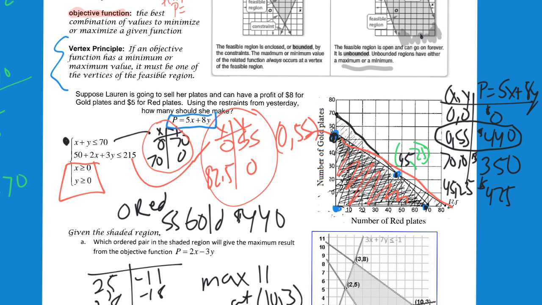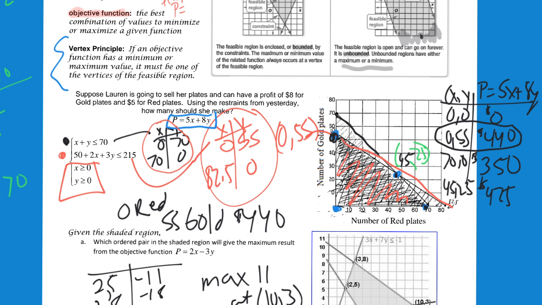The second one I have is going to be her cost, and I've graphed that in red. It looks like if you plug in X is 0 and you make 0 of the red plates, then you're going to be able to make 55 of the golden plates. So 0, 55 would be the first point. And then if you plug in 0 for the golden plates, you could make 82 and a half of the red plates, sorry, red.